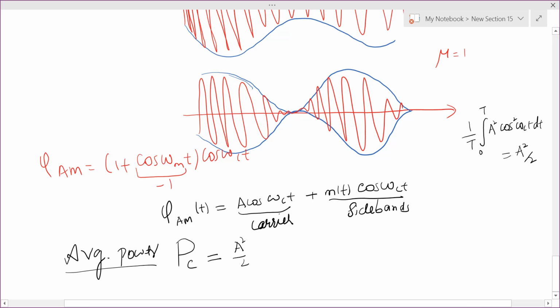Okay, and m of t is the message signal. Suppose you denote the average power of the message signal as, this is the average value of message signal, m hat. So the average power of the sidebands will be 1/2 of m hat square of t. Okay, see, m hat is the average value of the message signal.